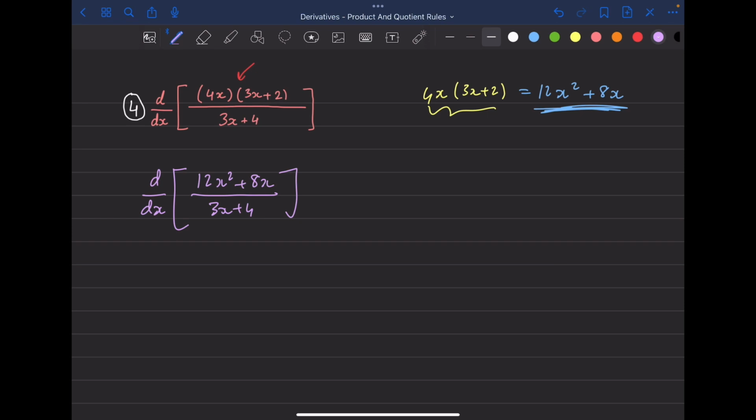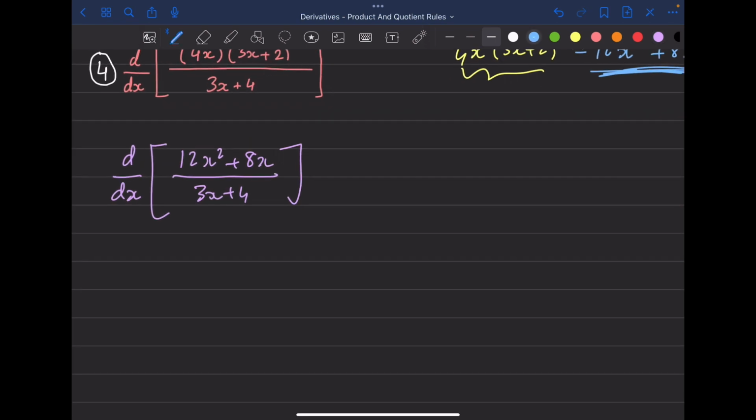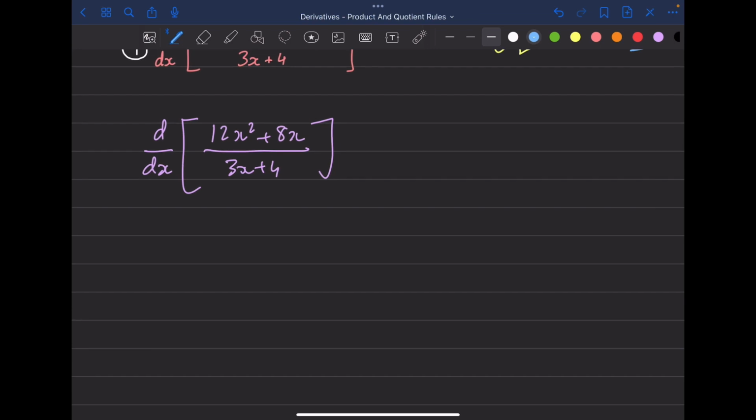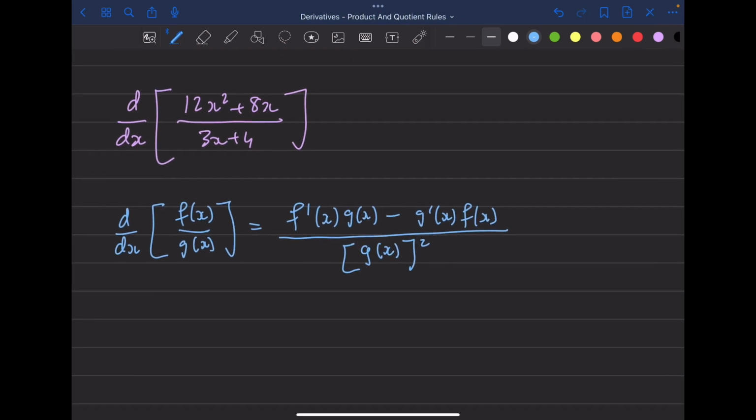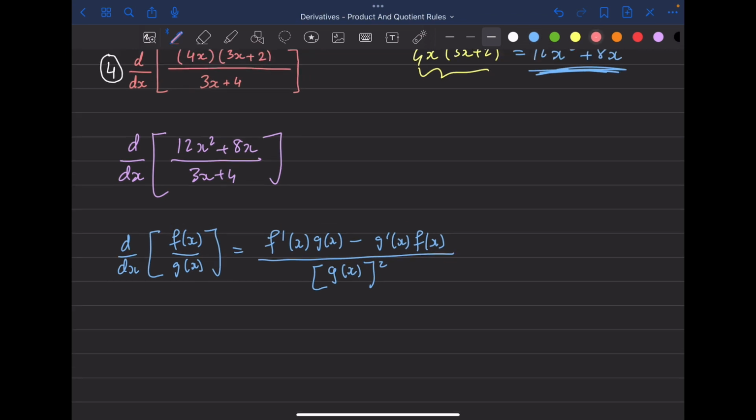We want that. So now let's actually solve this again. For the quotient rule, I'm going to write it here. If you have the derivative with respect to x of f of x over g of x, this would be f prime of x times g of x minus g prime of x times f of x, all over g of x all squared. So that's that. And then from here, let's find everything we need.